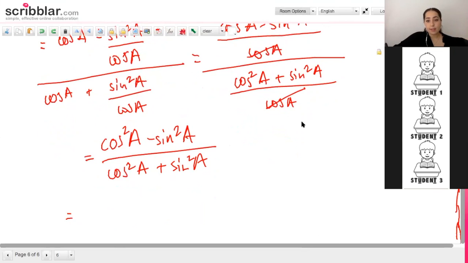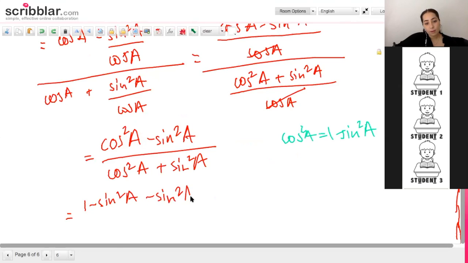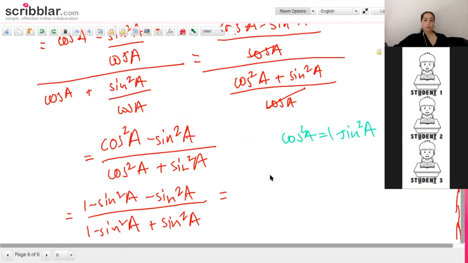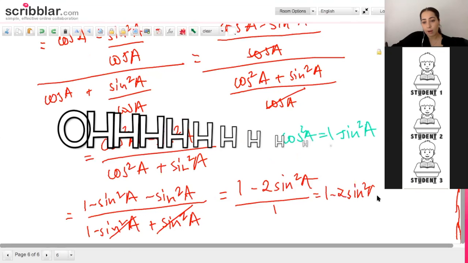Okay, so the identity states that cos squared A equals 1 minus sine squared A. So I'm going to substitute that into here. So I get 1 minus sine squared A minus sine squared A over 1 minus sine squared A plus sine squared A. And so the top simplifies to 1 minus 2 sine squared A over the bottom. So these cancel, and then you're just left with 1 at the bottom. And that's it: 1 minus 2 sine squared A, which is the right hand side.